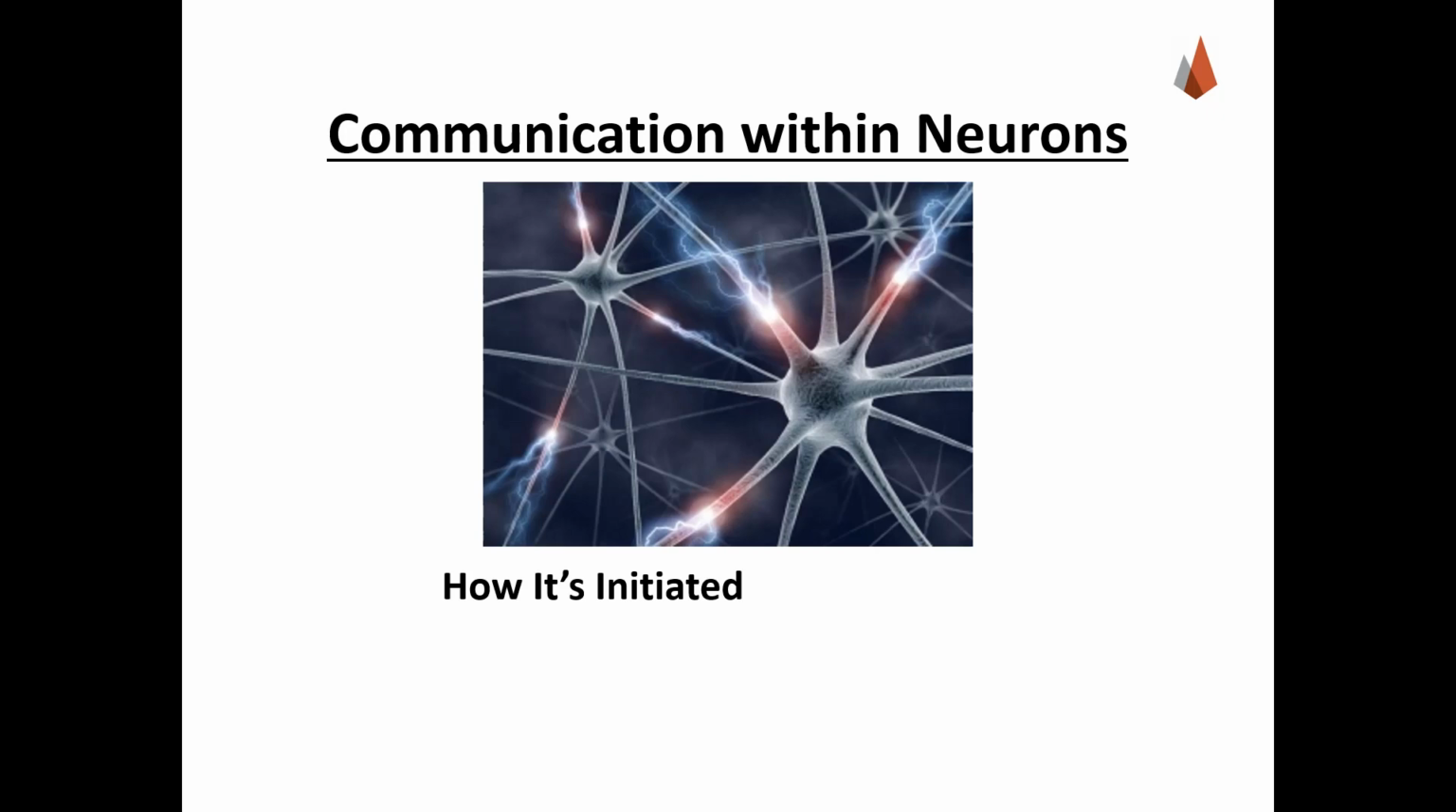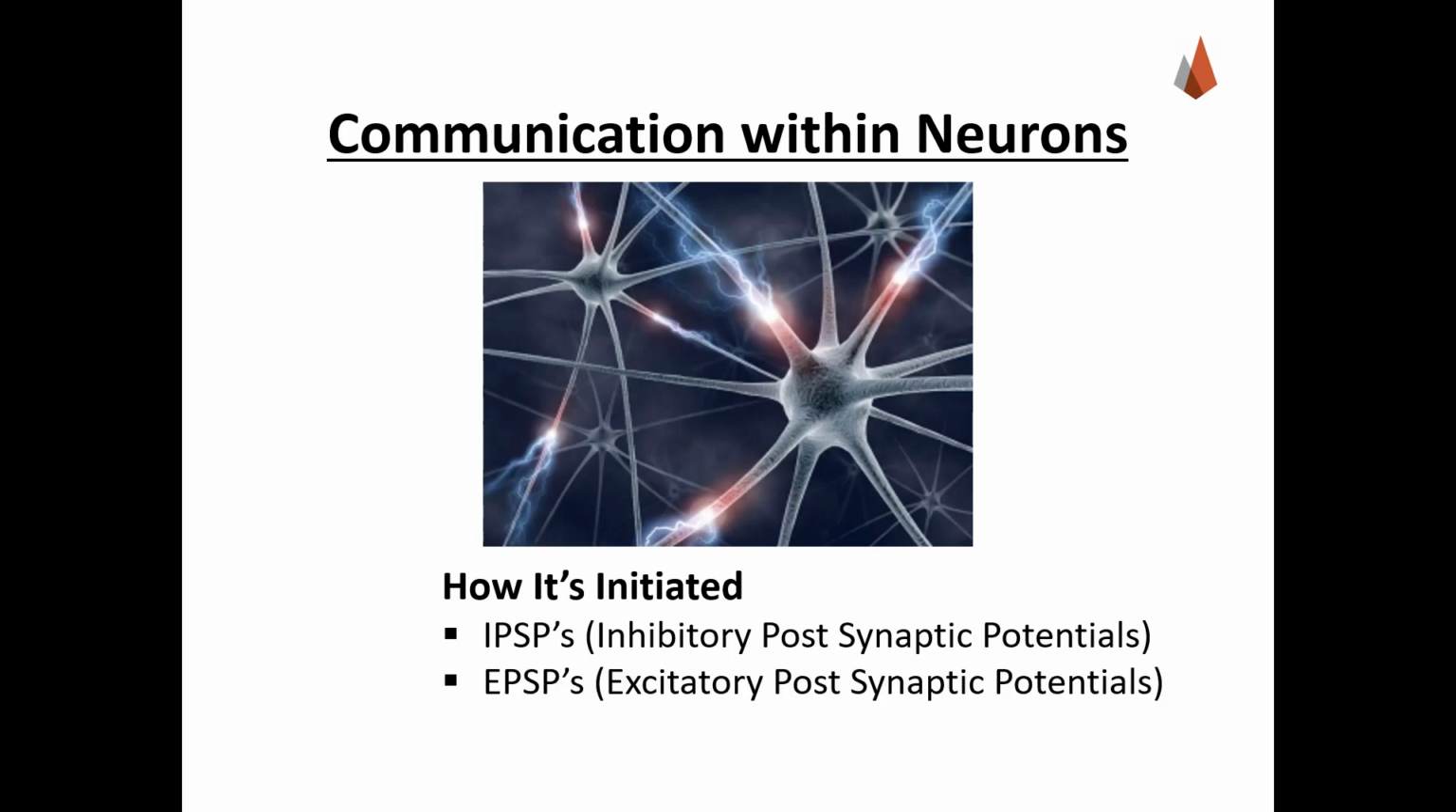Okay, so we talked about how it's initiated. It's initiated by a change in that resting membrane potential. How does that resting membrane potential change? Well, we have two different kinds of postsynaptic potentials: inhibitory postsynaptic potentials and excitatory postsynaptic potentials. These are basically messages being sent. One is telling the neuron not to fire, that's the inhibitory postsynaptic potential. The other is telling the neuron to fire, that's the excitatory postsynaptic potential.